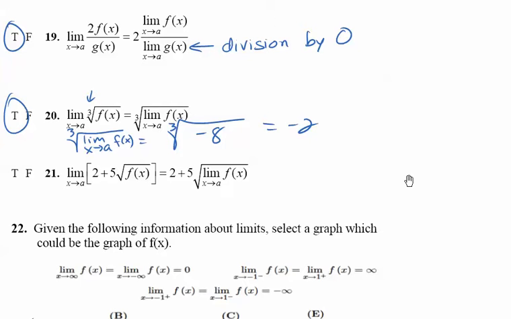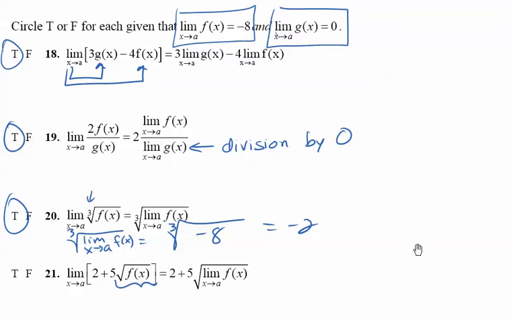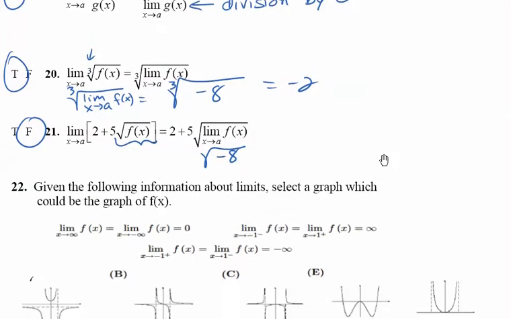In 21, here we have a square root. Can we do the square root of the limit when we're talking about f of x? And here's our problem with putting a -8 under the square root. So sometimes it will work, but here it fails. All right.